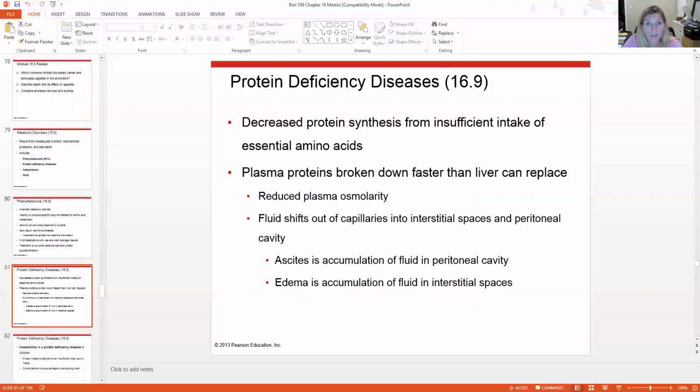Protein deficiency diseases are decreased protein synthesis from insufficient uptake of essential amino acids. So plasma proteins can be broken down faster than the liver can replace them, ultimately reducing the plasma osmolarity, with fluid shifting in and out of the capillaries. This could result in ascites, accumulation of fluid in the peritoneal cavity, or edema, which is the accumulation of fluid in the interstitial spaces.